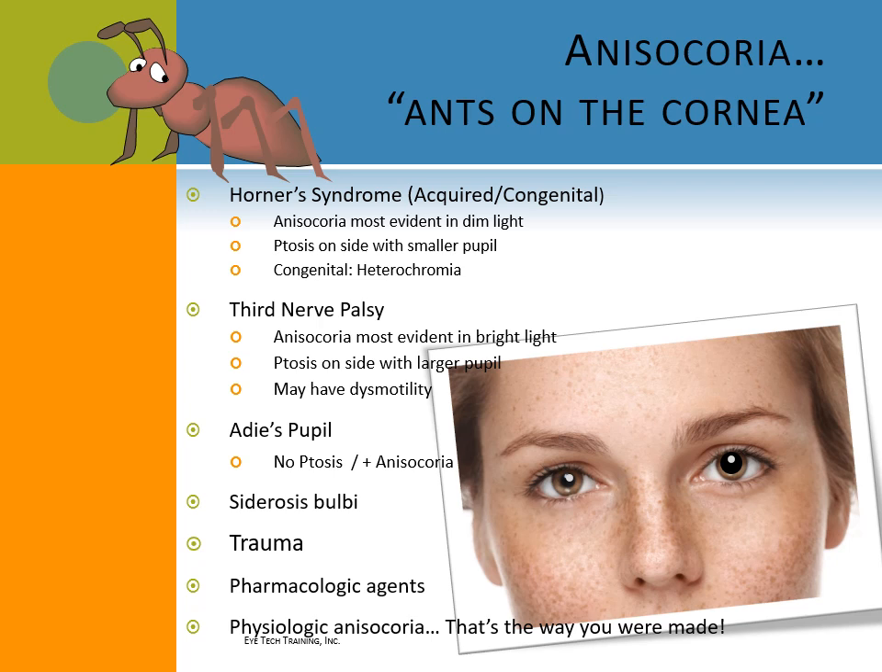Siderosis bulbi is where the patient has a retained iron foreign body and it rusts in their eye. It can cause an anisocoria as well as a heterochromia. The eye with the retained iron foreign body typically will have a darker colored iris. Trauma can cause anisocoria, as can pharmacologic agents, mydriatics, miotics, cycloplegics, and illicit drugs. And then finally, there's physiologic anisocoria, which means that that's just the way that they were born.